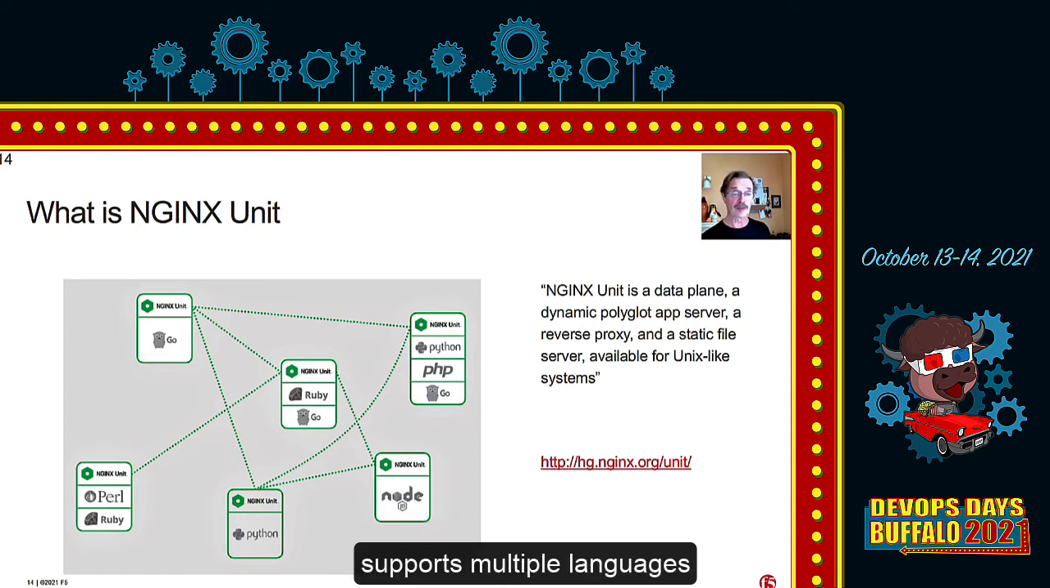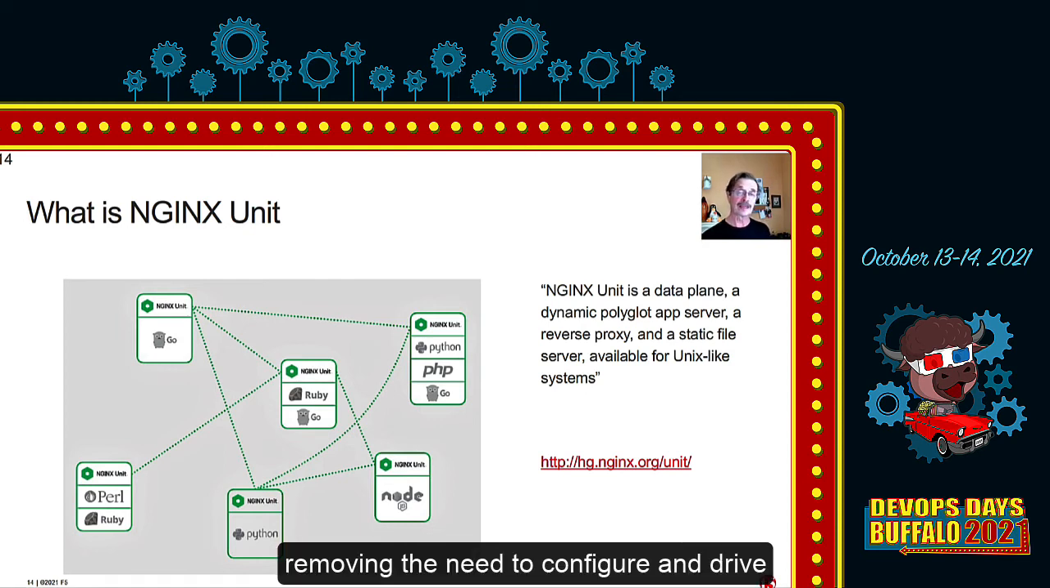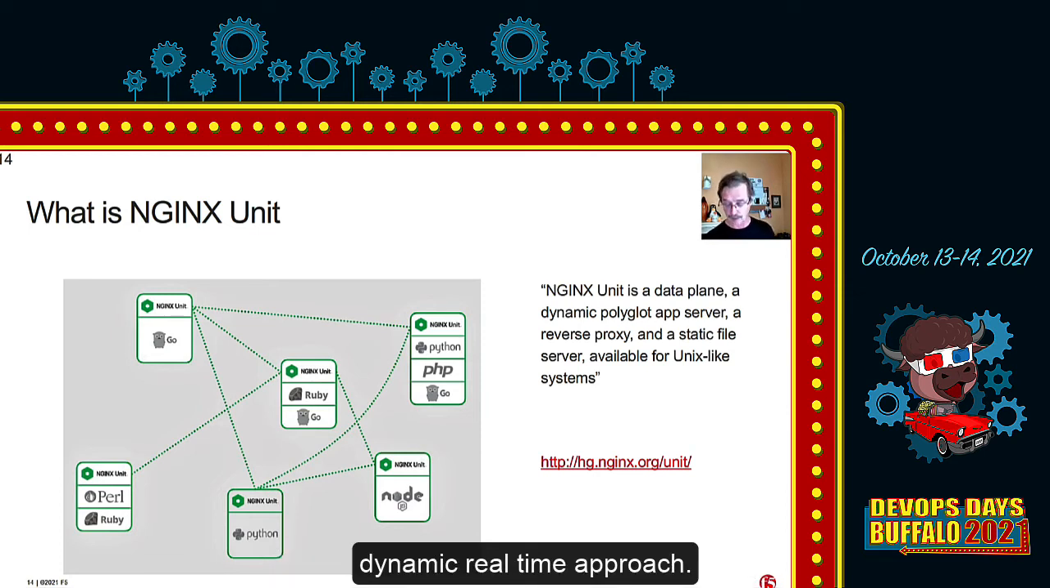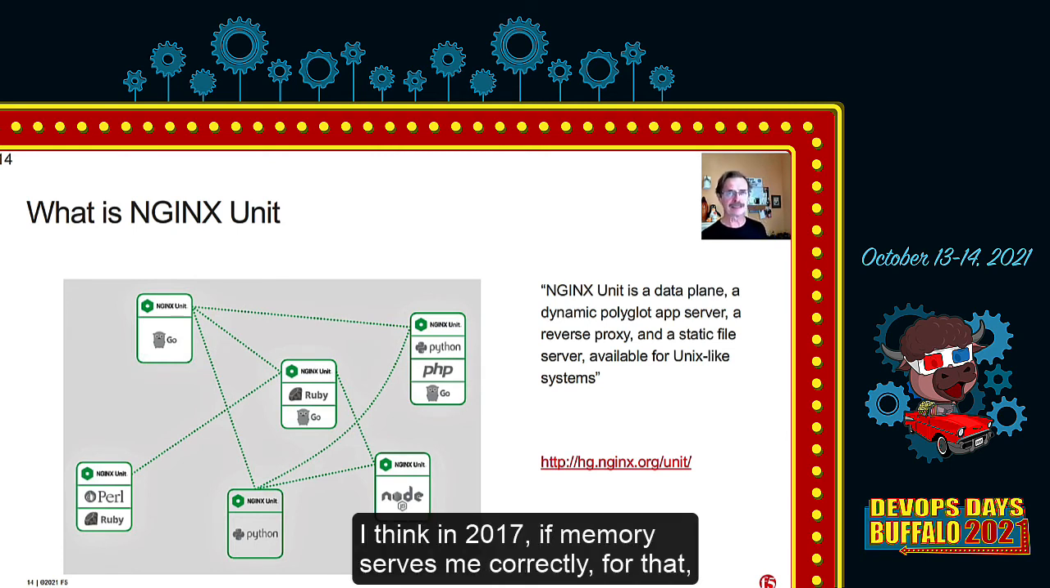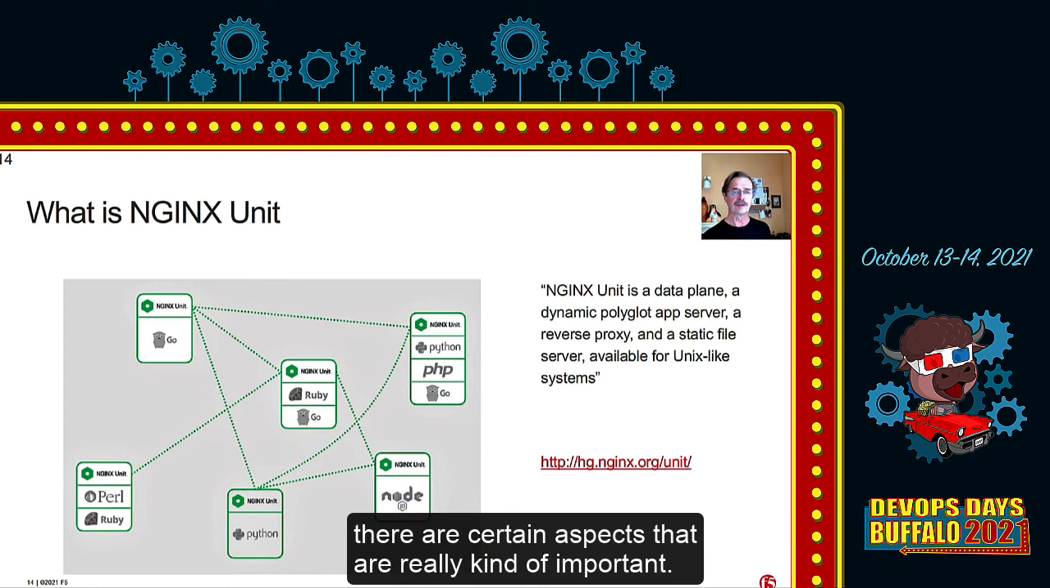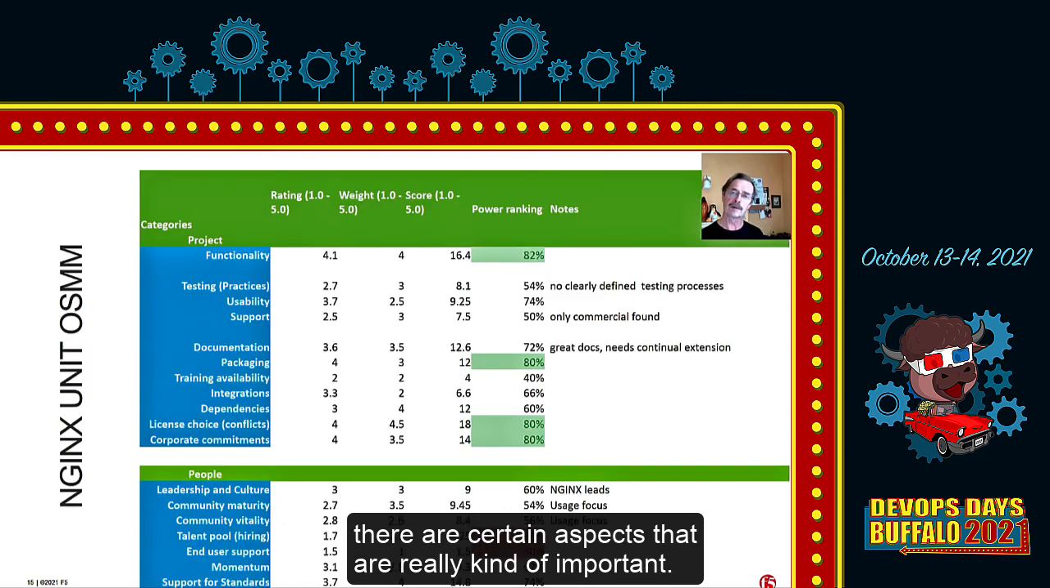It supports multiple languages, and it acts as an app server, removing the need to configure and drive the applications and putting that into a dynamic real-time approach. So Nginx is open source. It was introduced, I think, in 2017, if memory serves me correctly. And as such, there are certain aspects that are really kind of important. So this is the Nginx Unit open source maturity model.